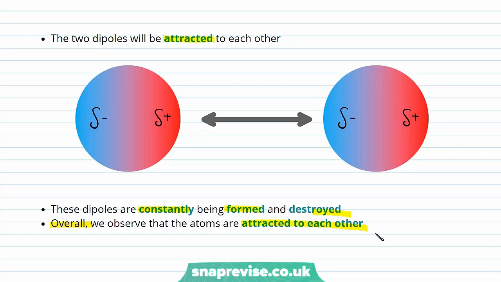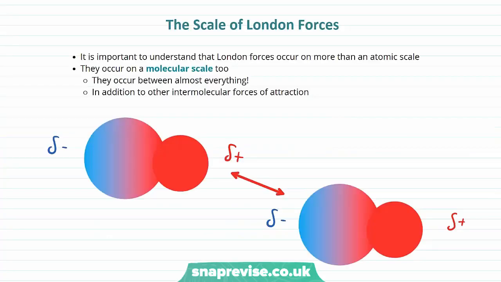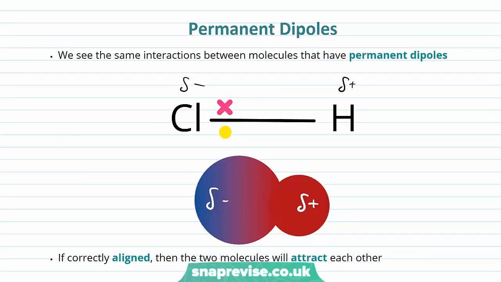So we've looked at London forces on an atomic scale, but it's important to understand that London forces occur on much more than just an atomic scale. They occur on a molecular scale too, and what you'll see is that London forces occur between almost everything. That's in addition to other intermolecular forces of attraction that we'll look at later in this video. So now we've had a look at London forces, that's induced dipole interactions, let's have a look at permanent dipole interactions. Well, we see the same interactions between molecules that have permanent dipoles.